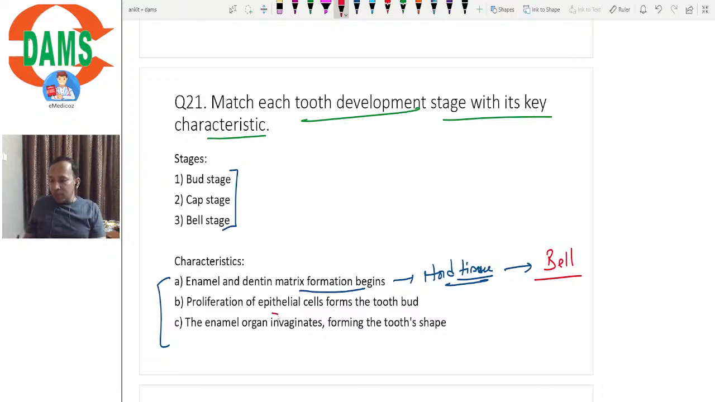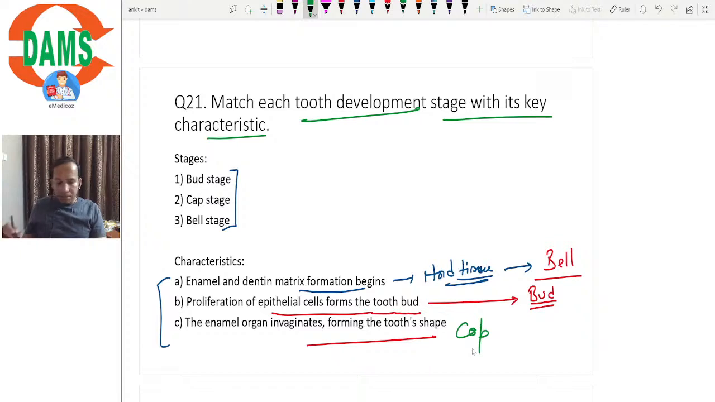Proliferation of the epithelial cells to form the tooth bud. Proliferation of epithelial cells forms the tooth bud. So basically this is the characteristic of the bud stage, where the proliferation of epithelial cells takes place and it takes the shape of a bud. So the remaining one automatically becomes what? Cap, isn't it? Is it clear, everyone?